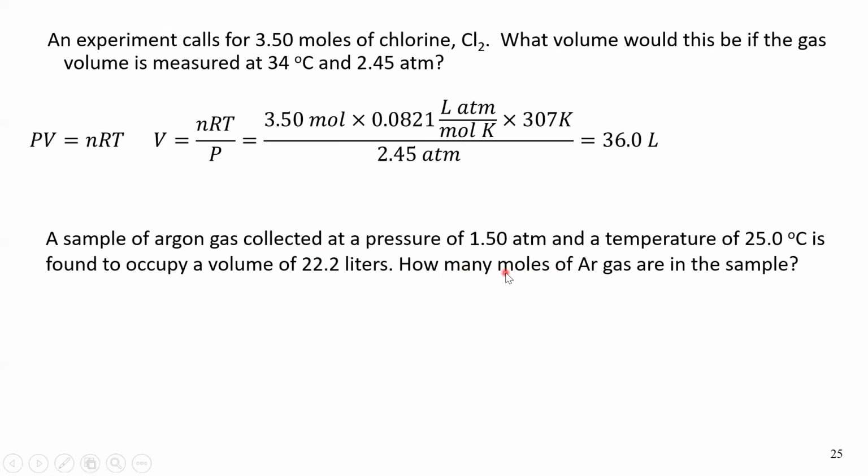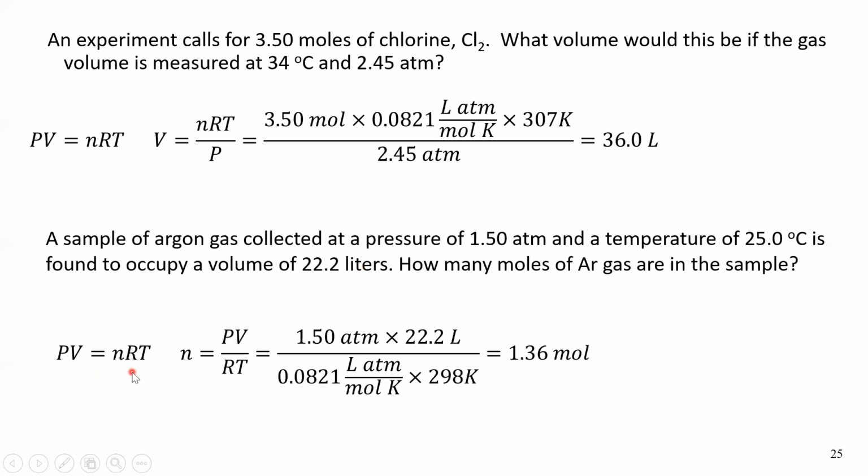Well, we're trying to find n. We know P and T and V. So this is an ideal gas law problem. We're just going to have to manipulate the PV equals nRT equation to solve for n. So we've got PV equals nRT. In order to isolate n, we're going to have to divide both sides by R and T. And that'll give us n equals PV over RT. So for pressure, we'll plug in 1.50 ATM. For our volume, we'll plug in 22.2 liters.